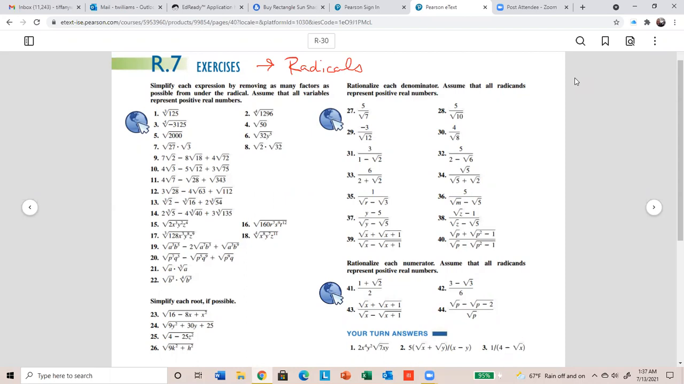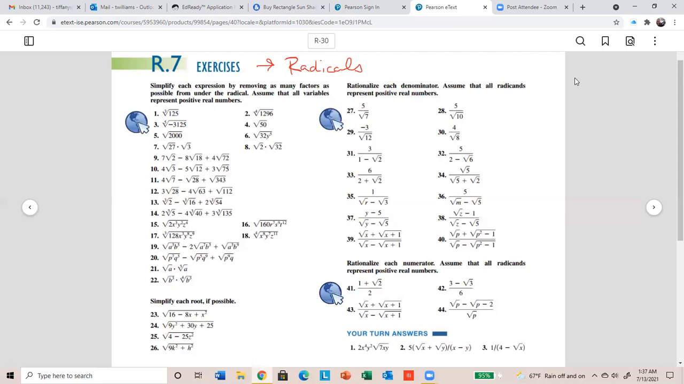All right, so we are looking at radicals. We're going to see lots of square roots, lots of cube roots, and all that good stuff. The first thing that we need to talk about is simplifying each expression by removing as many factors as possible from under the radical. So problems 1 through 22 are going to give us problems that don't necessarily come out quite as pretty as we'd like.